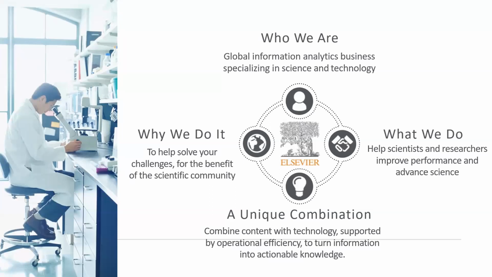Elsevier has been known as a publisher, but for now, it's a global information analytics business that is specialized in science and technology. What exactly is Elsevier's target or goal? They're trying to help scientists and researchers to improve their performance and advance the knowledge in the scientific community. Why do they do that? They're trying to help all researchers solve their challenges for the benefit of the scientific community.